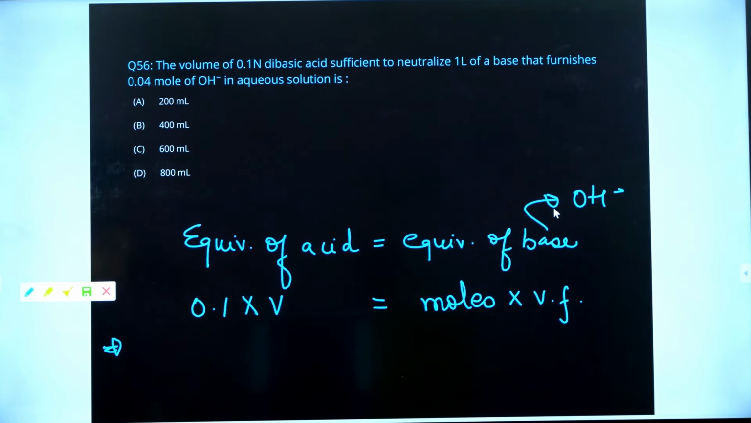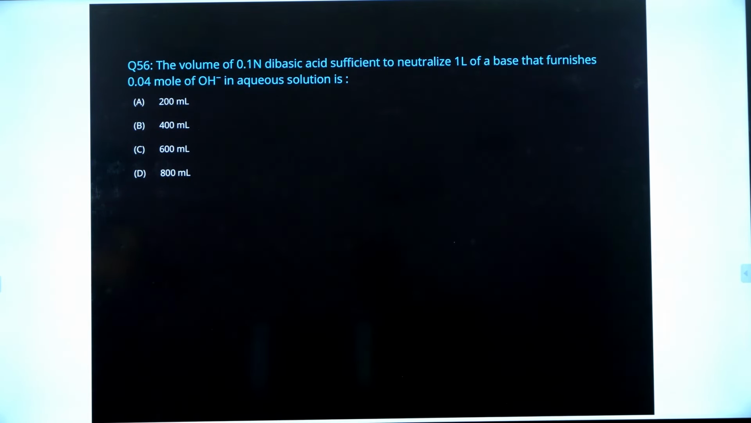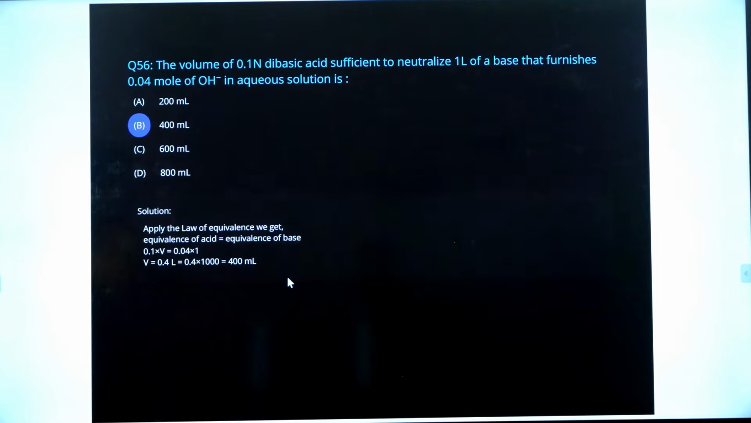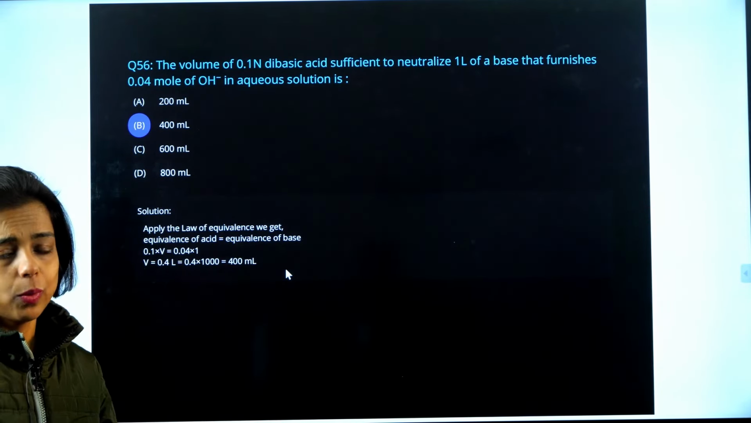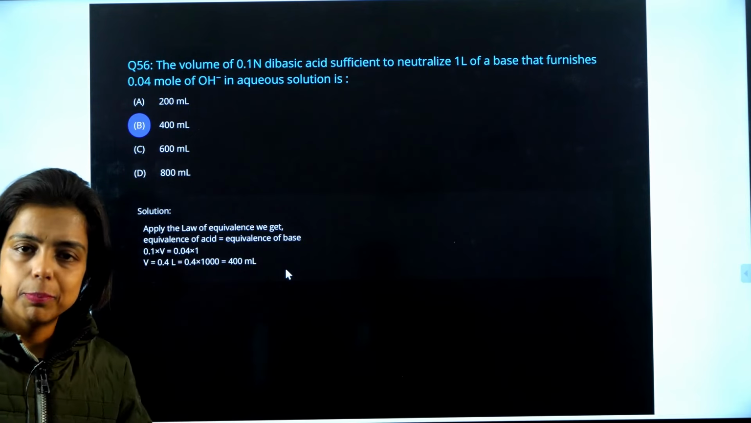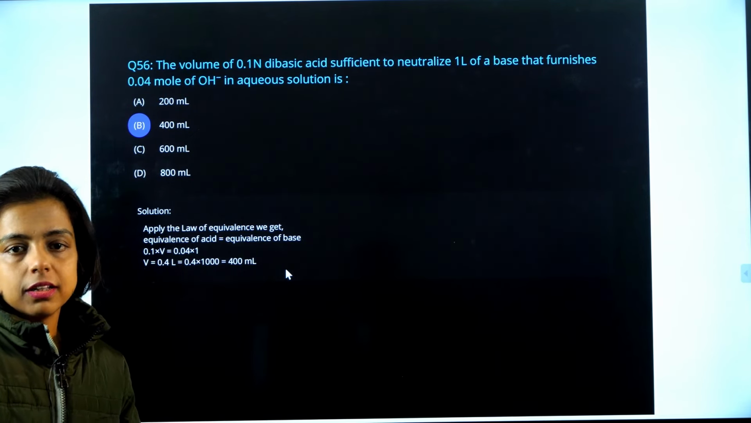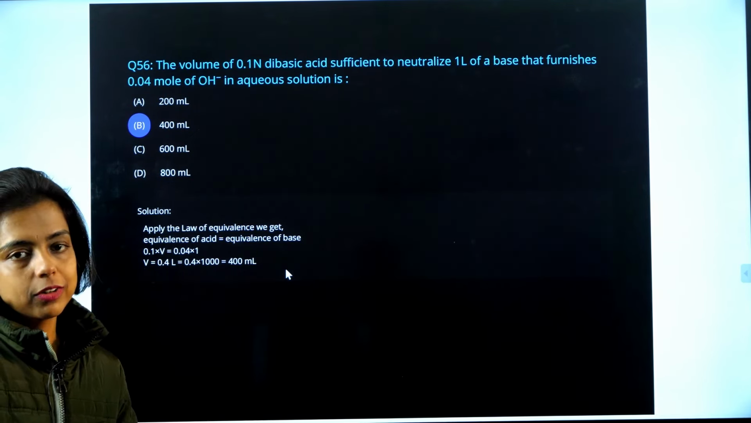What should be the volume here? The moles is 0.04, and it is pretty easy. Not a tough calculation is involved, guys. Using the basic law of chemical equivalence, we can solve this question, right? 0.1 into 4. Pretty basic. Equivalents of acid is normality into volume.